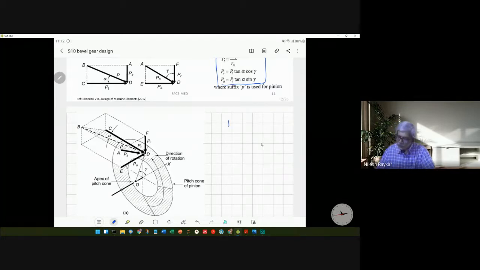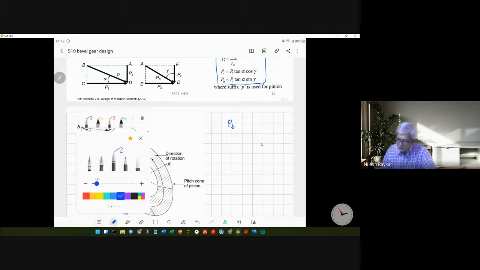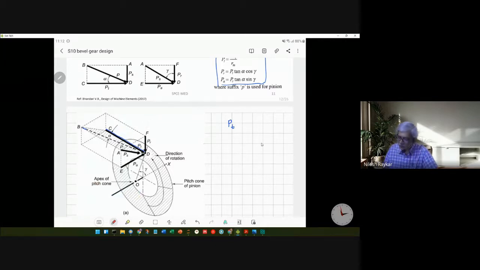So first thing is PT. PT is this force. You want to express that in terms of the net force, which is P. So all the forces we will express first in terms of P, and then we will take ratios to express everything in terms of PT. So this red line is PT. If you take plane ABCD, this has the net force P, which makes an angle, the pressure angle alpha, with respect to the tangential plane.